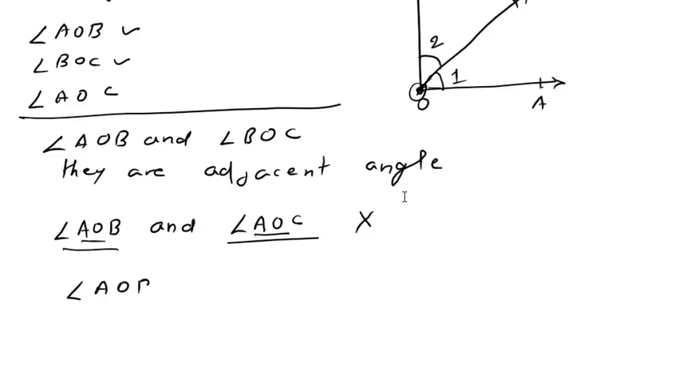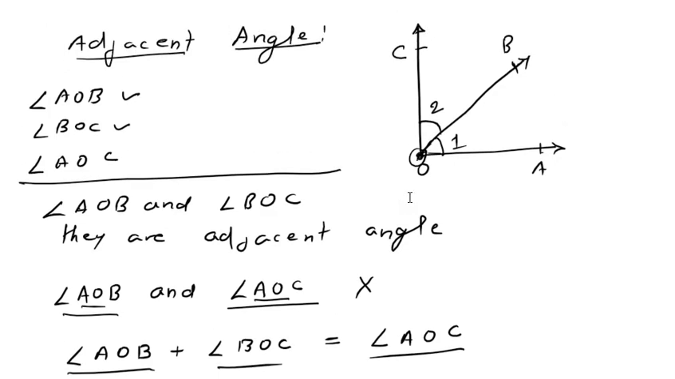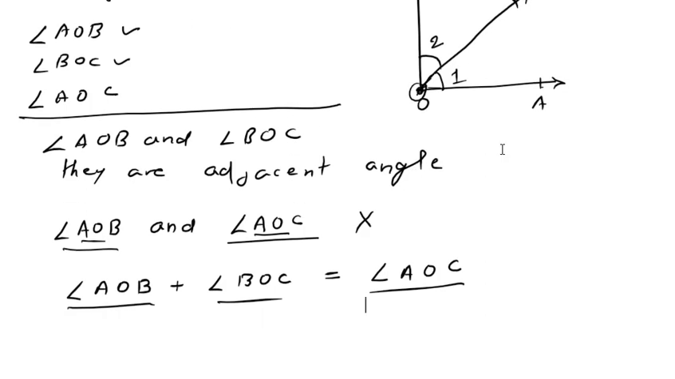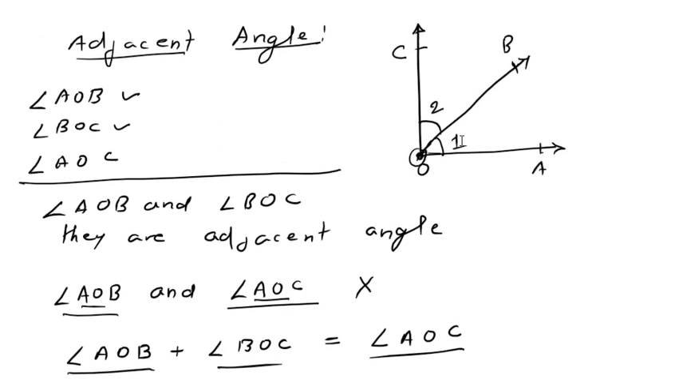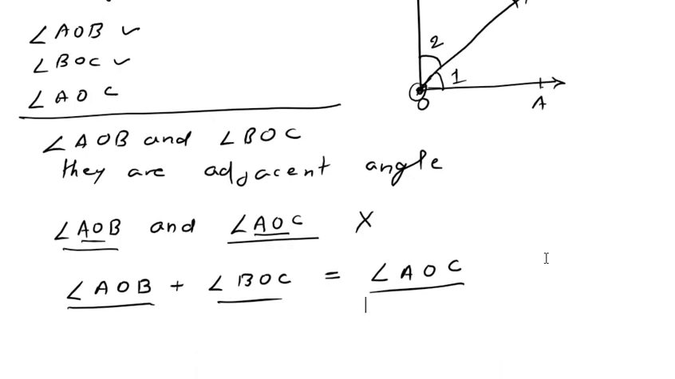that is angle AOB plus angle BOC, the sum of these two adjacent angles will be equal to angle AOC. So the sum of two adjacent angles is equal to the angle formed by the non-common arms, or we can say non-common rays. So angle AOB and angle BOC are adjacent angles and their total is equal to angle AOC. Okay, I hope you have understood what we mean by adjacent angles.